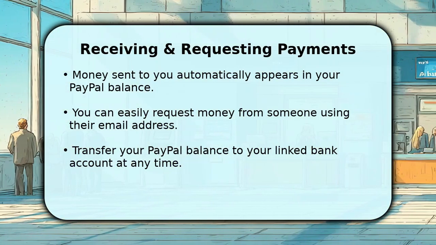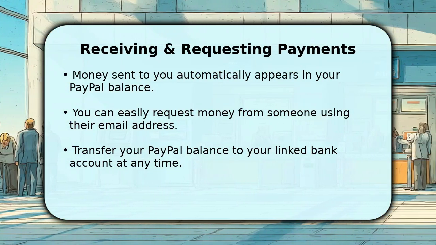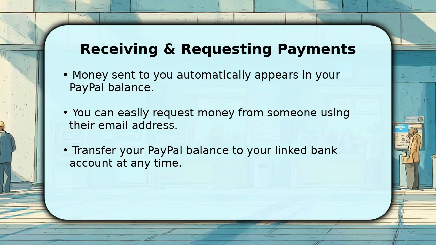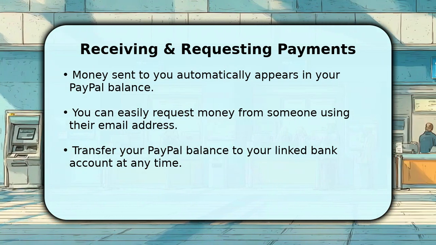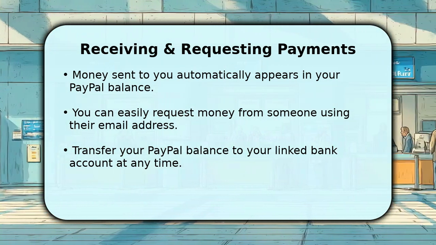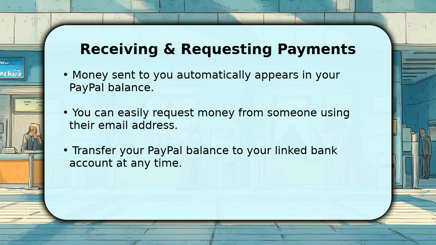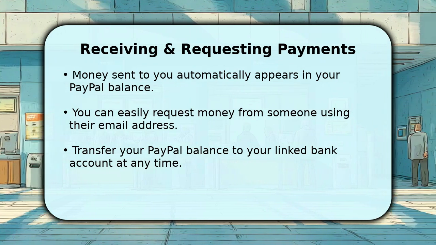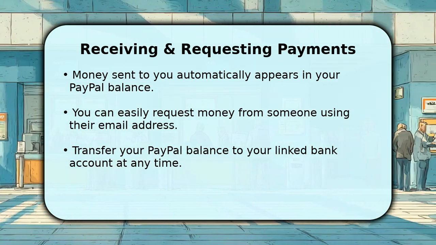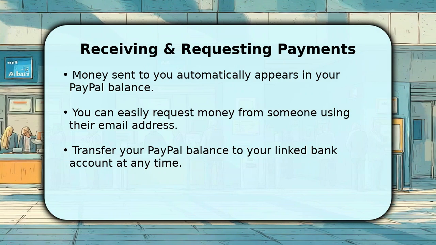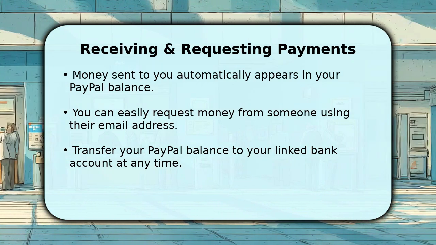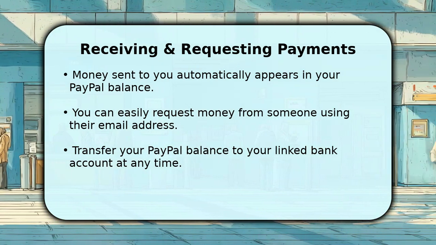Receiving money is simple. Once someone sends funds to your PayPal email, it immediately appears in your balance. To request money, navigate to the Send and Request section and select the Request option. Enter the sender's email and the desired amount. You can then transfer your PayPal balance to your linked bank account, which usually takes 1 to 3 business days to process.